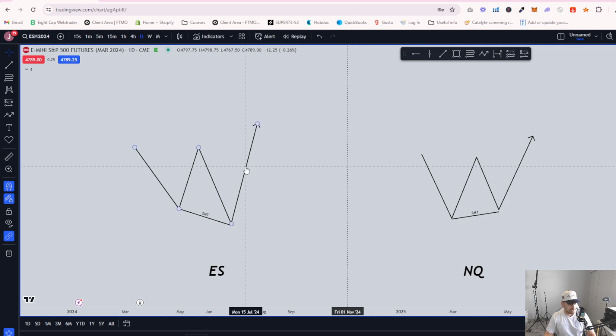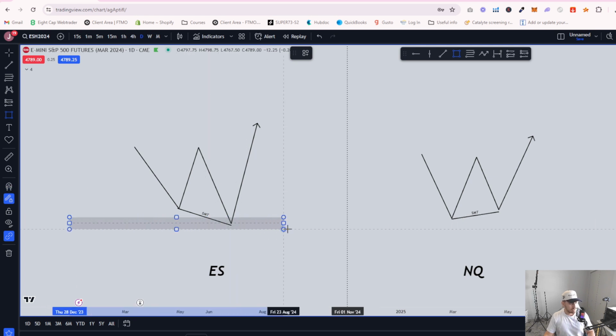A high probability SMT, in my opinion, let's say this is the 5-minute time frame and you have a 1-hour fair value gap or a 4-hour fair value gap, right? And then ES takes its low, and NQ also has that same 1-hour, 4-hour fair value gap, whatever you want to call it, right?